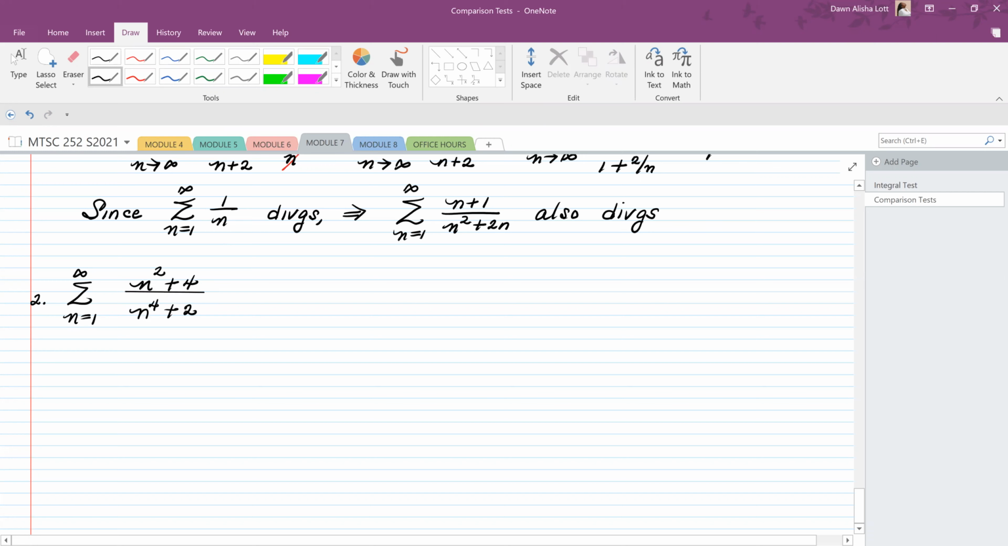Okay, anybody have an idea of what I might want to use as my series that I want to compare this to? Again, I want you to go through and think, what does this thing look like as n gets really, really, really large?